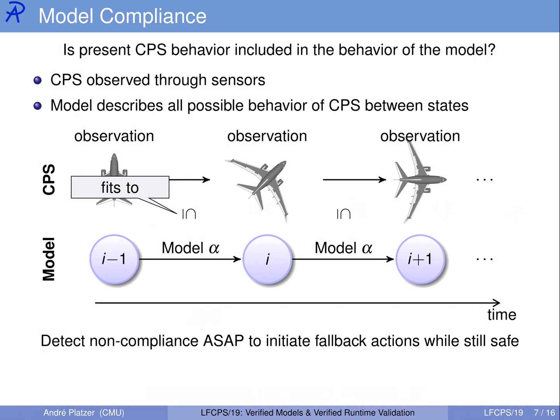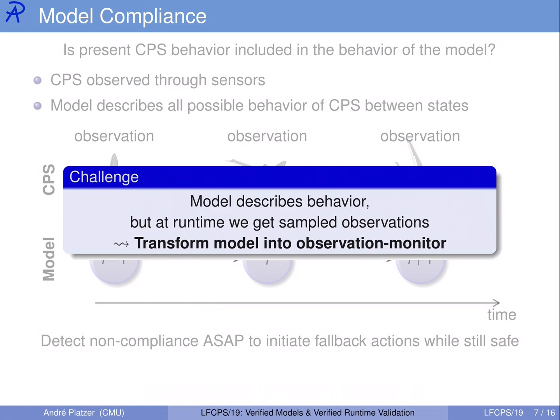And of course, the reason you want to do this at every moment is because you would like to detect non-compliance as soon as possible in order to initiate any veto or fallback actions while you're still safe, as opposed to after you landed you said there was a problem 5 hours ago. Maybe you should have acted then. So the model describes the behavior, but at runtime we only get sampled observations from the system, so we need to transform the model into an observation monitor.